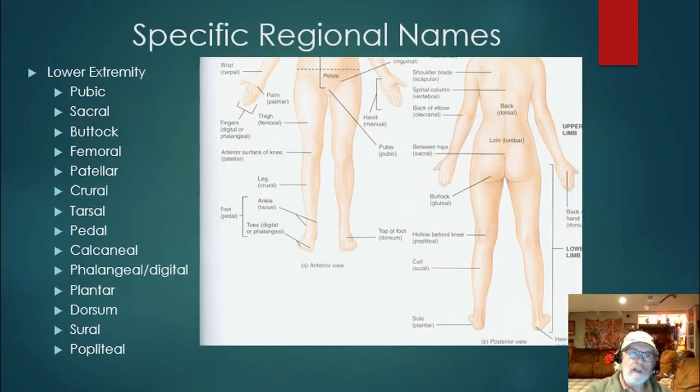Okay, let's go to the lower extremity. Lower extremity has a lot. There's a lot of words down here. Okay, let's start with the first one, pubic. The area right here in the front of the pelvis, where the pelvis comes together, is called the pubic region or the pubis. It's right in the front. What happens is the pelvis actually has three bones on each side that fuse together to create one solid bone on each side.